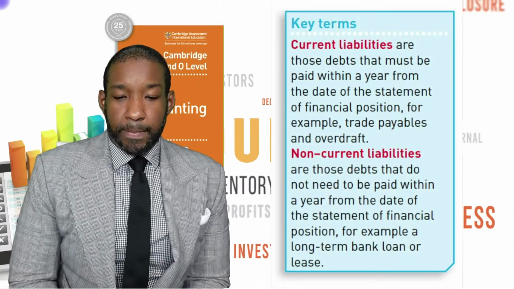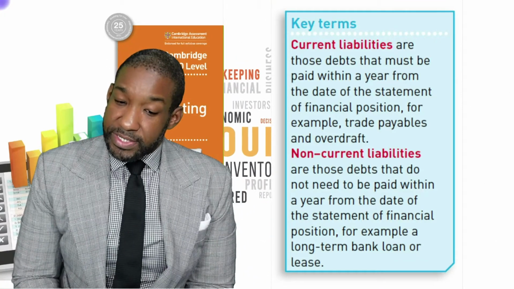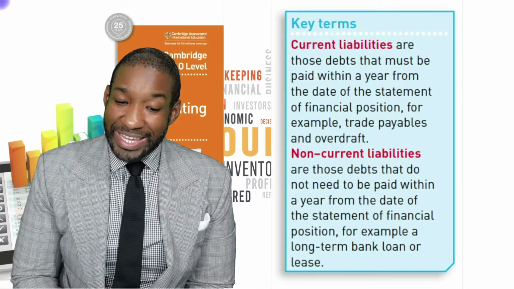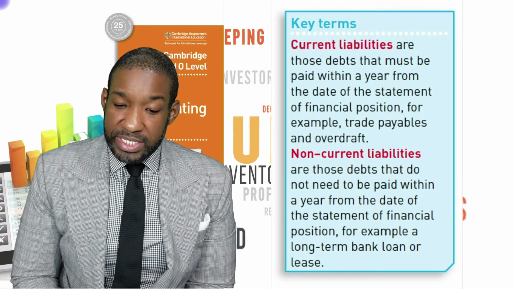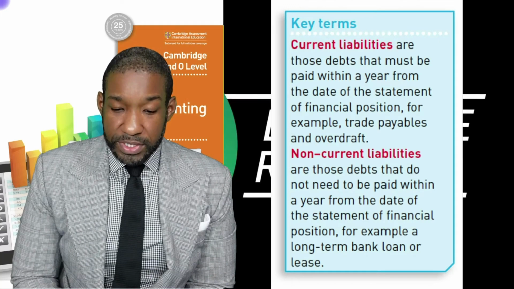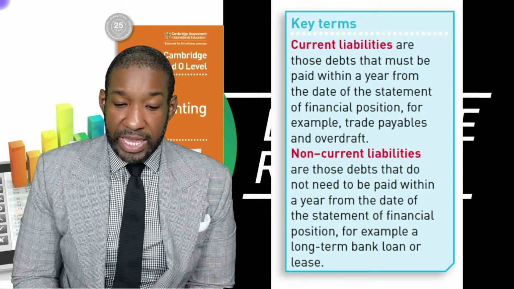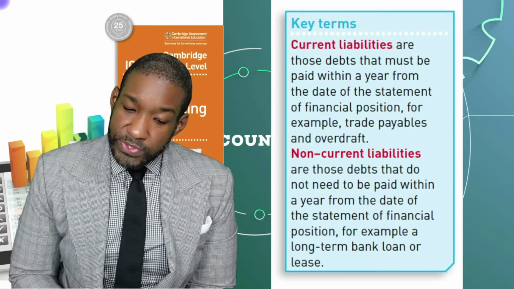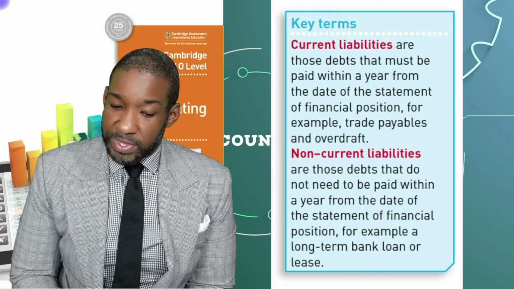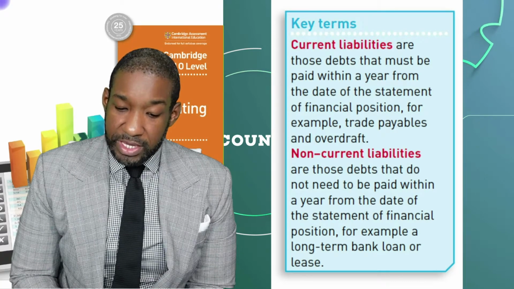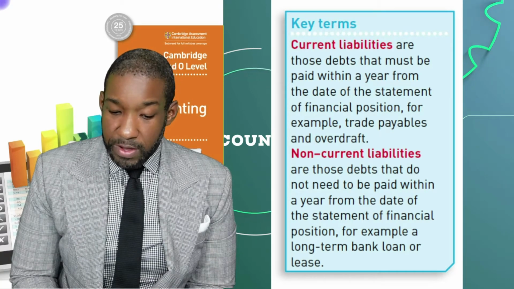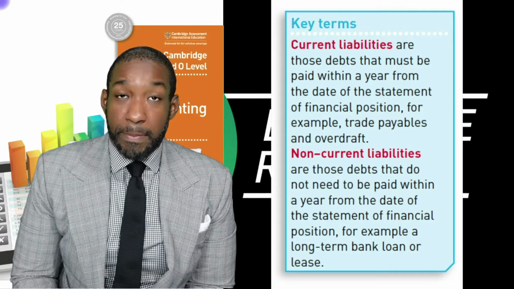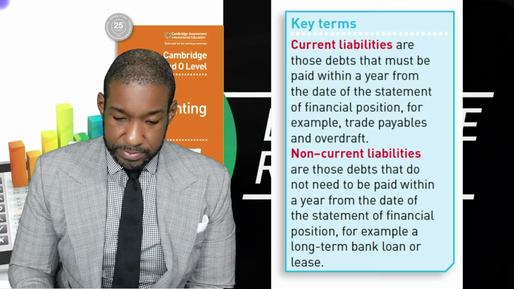Key terms. Current liabilities are those debts that must be paid within a year from the date of the statement of financial position. For example, trade payables and overdraft. Non-current liabilities are those debts that do not need to be paid within a year from the date of the statement of financial position. For example, a long-term bank loan or a lease.